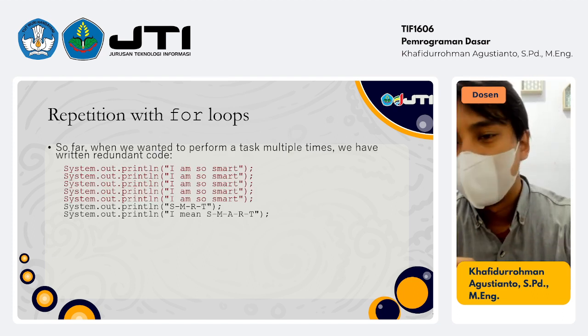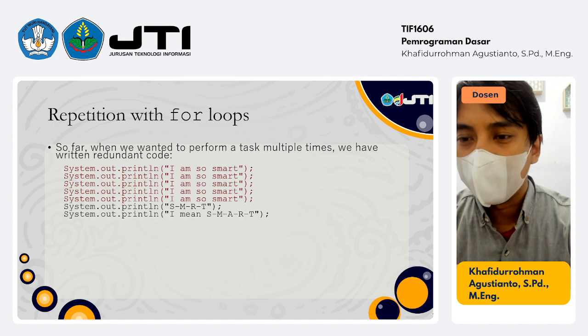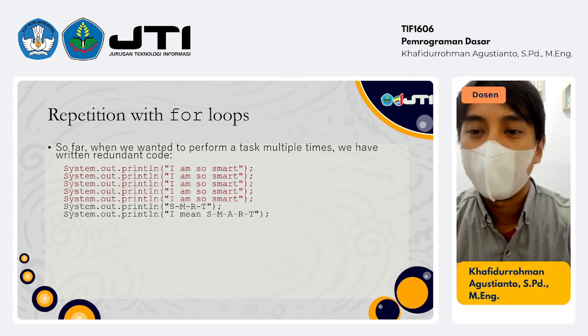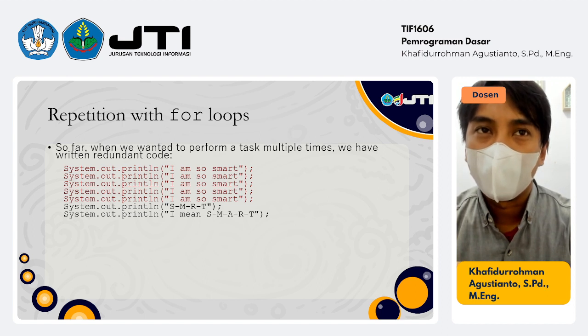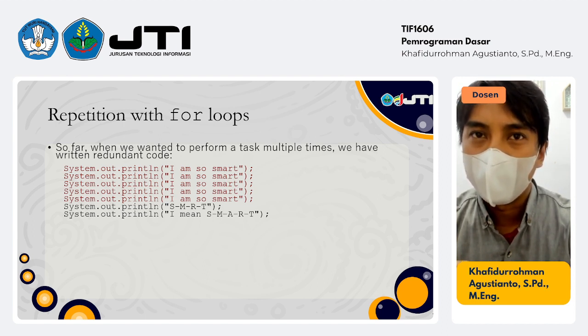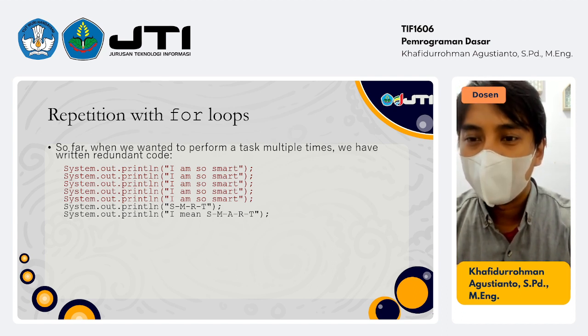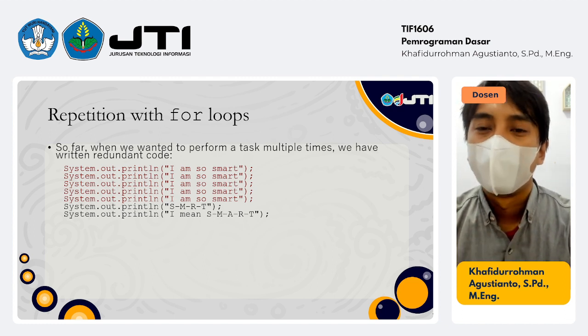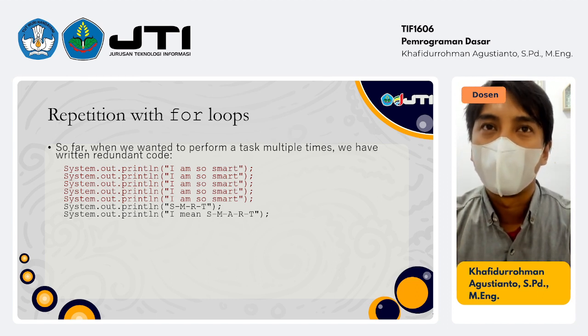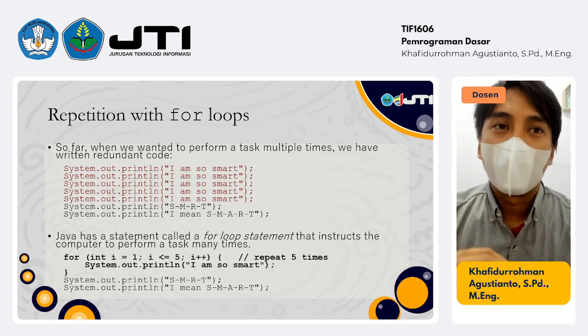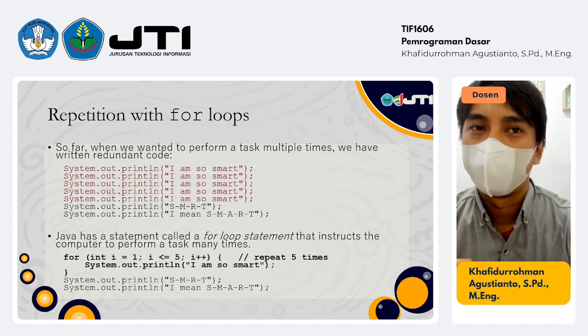So far, when we wanted to perform a task multiple times, we have written redundant code. For example, System.out.println("I'm so smart"), I'm so smart, I'm so smart, and so on, I mean smart. But this is wasting time and wasting your energy. We should have a solution to this problem, so we can use a loop.